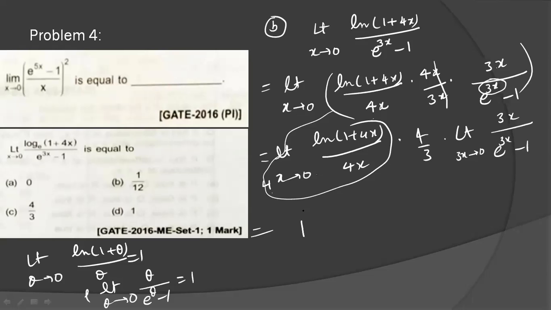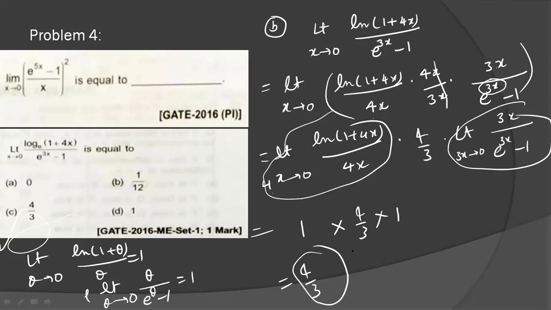If you put 4x as theta, this limit is 1. This limit is also 1 if you put 3x as theta. Then what will be the correct answer? 4 by 3. So 4 by 3 is the correct answer. C option is correct. So please always balance these conditions. Always balance. Then only you can apply the limit.